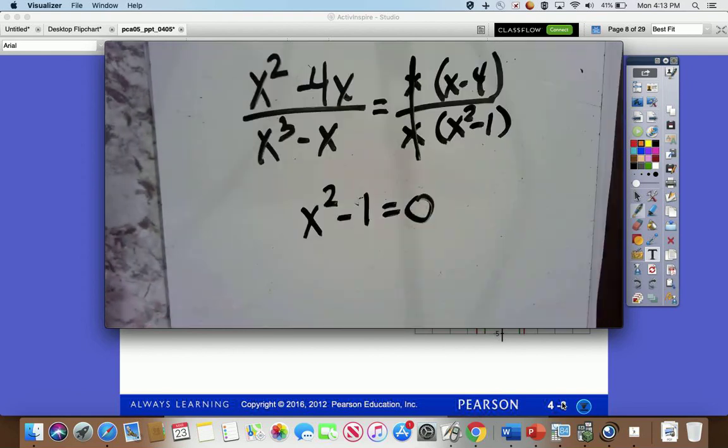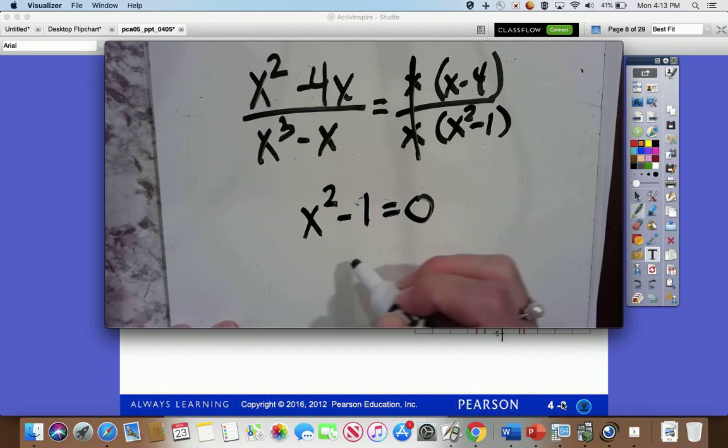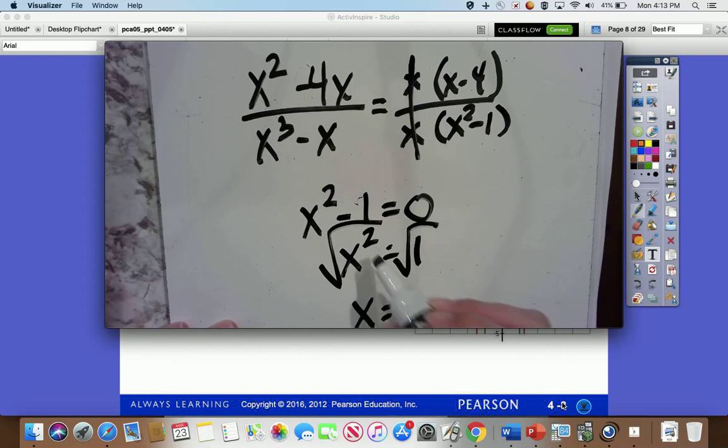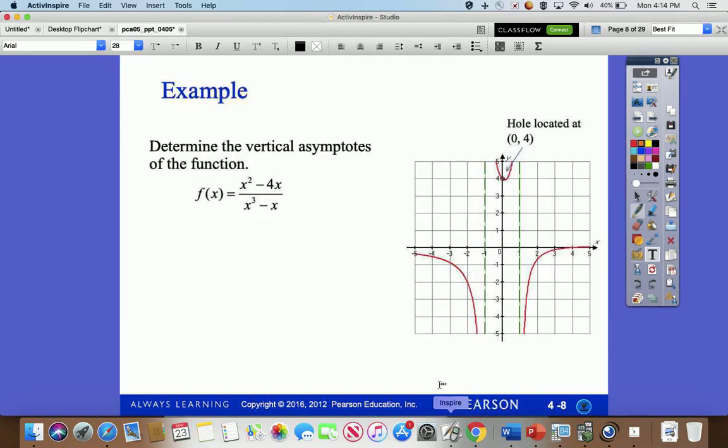1 equal to 0. And you could factor that as a difference of squares, x plus 1, x minus 1, or you could take square roots. Remember, when you're taking square root of x squared, you put a plus or minus. So my vertical asymptotes, I would have 2. One at x equals positive 1, one at x equals negative 1. And if we look at our graph, here it is, negative 1, positive 1. Okay, simple as that.